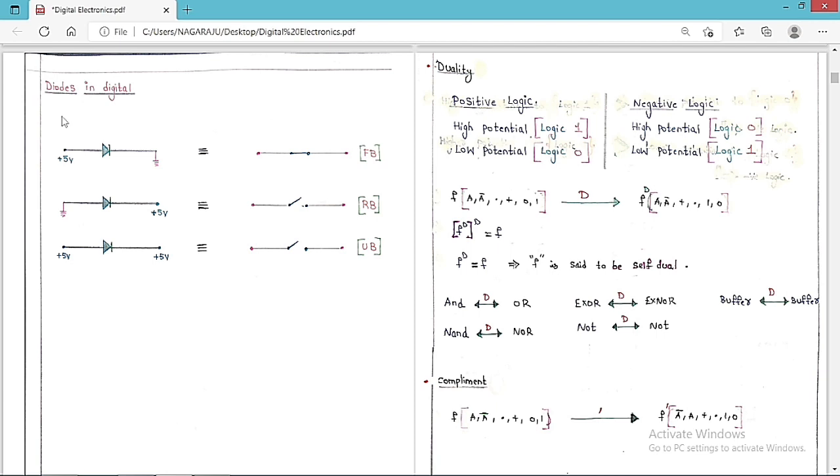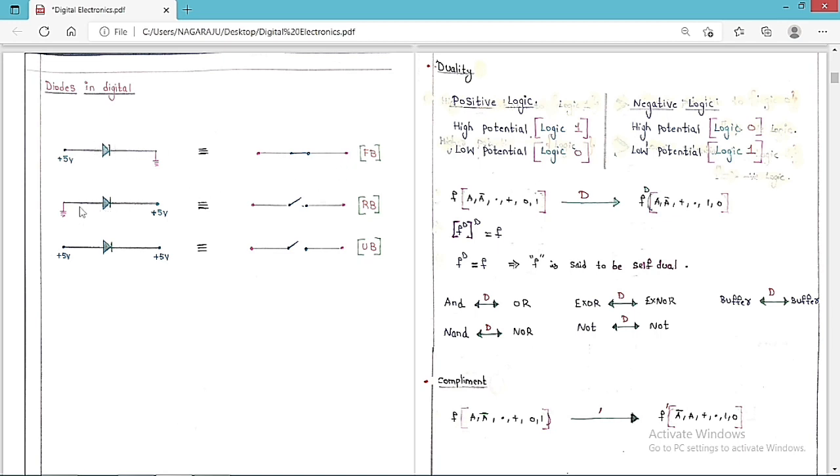Now the other concept here is diodes in digital electronics. We are going to discuss how we use diodes in digital electronics. Suppose there is a diode here. This is called the anode and this is called the cathode. The anode I am giving 5 volts and the cathode I am giving 0 volts. So we can say the anode is at a higher potential with respect to the cathode, so it is in forward bias and becomes an active short circuit. It is called forward bias because the anode voltage is higher than the cathode voltage. So it is on, meaning we get a short circuit. It is called the forward bias.